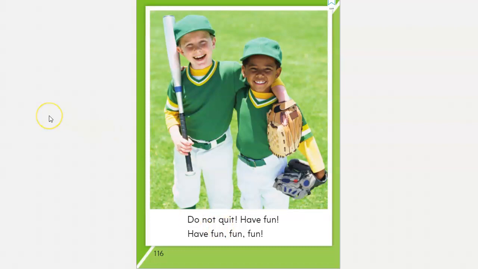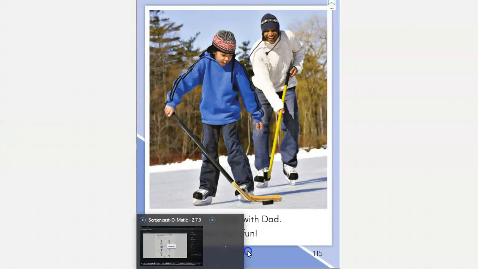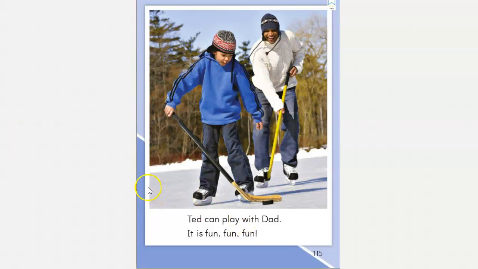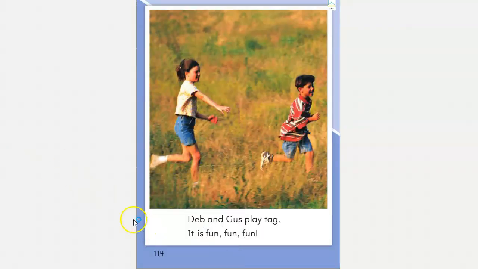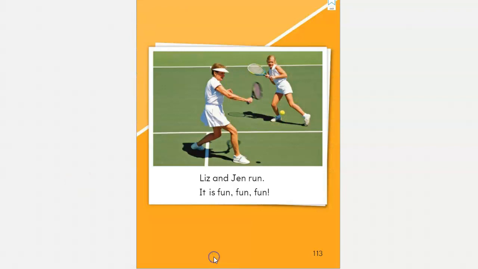In our story, Fun, we saw a lot of different people in the types of ways that they have fun. We saw some people playing baseball. Some people were playing hockey. Some friends were playing tag. And some were even playing tennis. Can you think of some ways that you have fun?